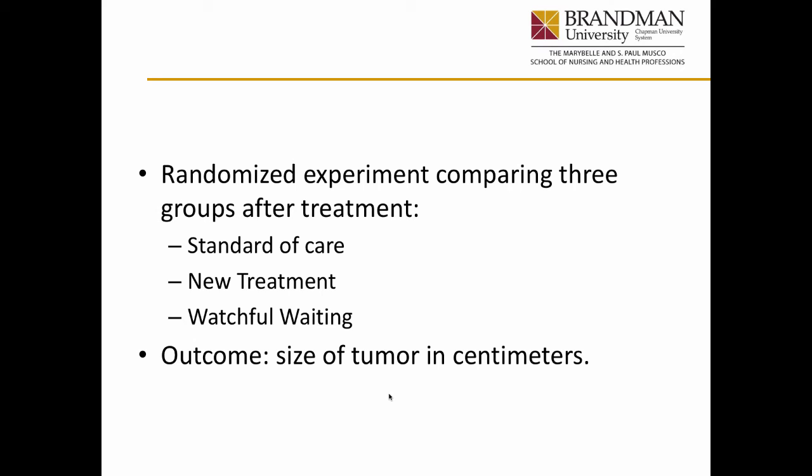So what do we need to know? We need to know what's being compared. So what's being compared here? 3 groups: standard of care, new treatment, watchful waiting. We need to know the level of measure of our outcome variable. Centimeters, that is an interval ratio measure.